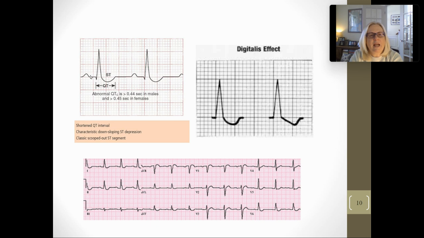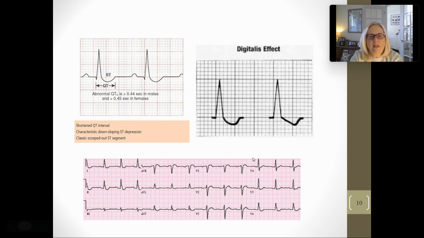So you can see that normally we have PQRS, right? T, and this ST segment is round. It's not horizontal, it's not downsloping, it's not upsloping. It's very rounded. That is the digitalis effect. You can see that here as well.